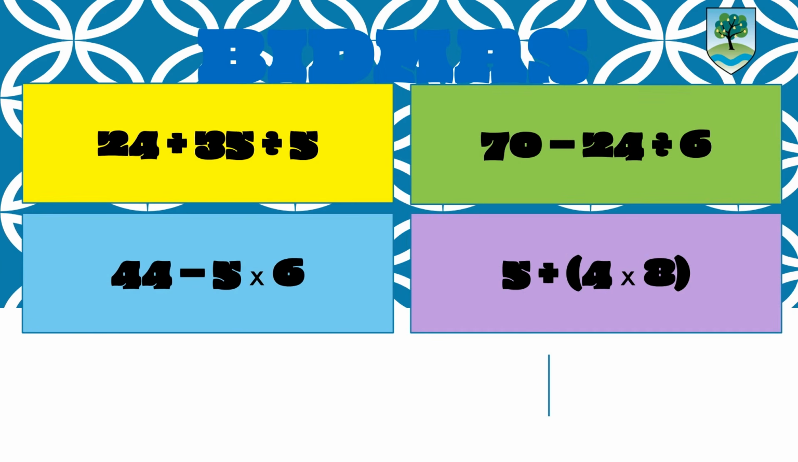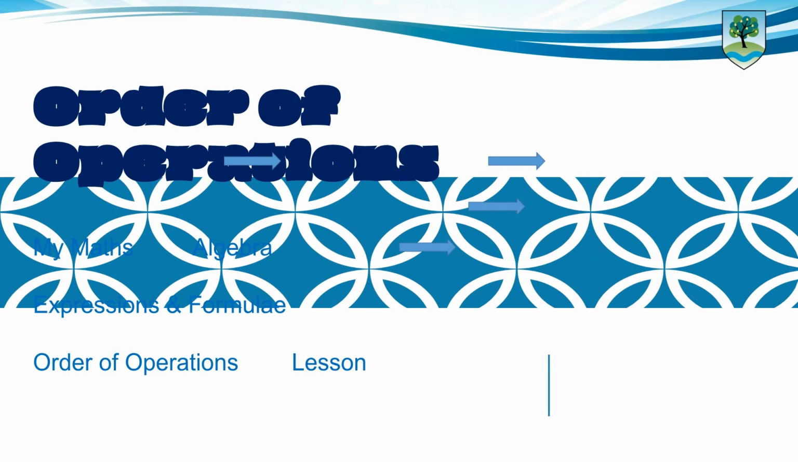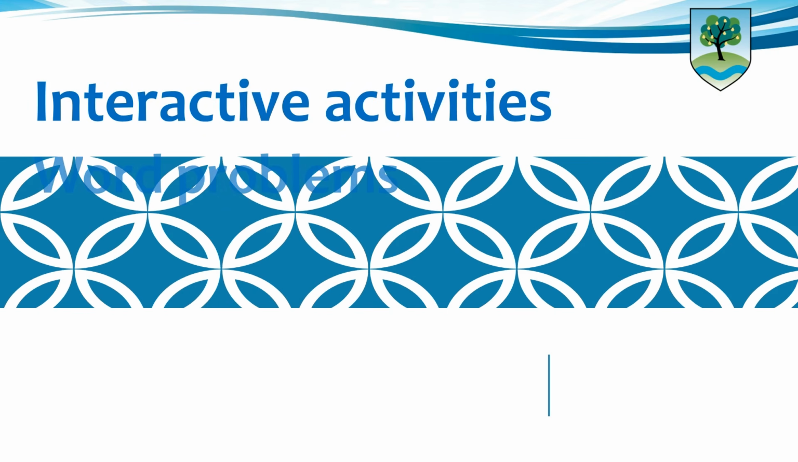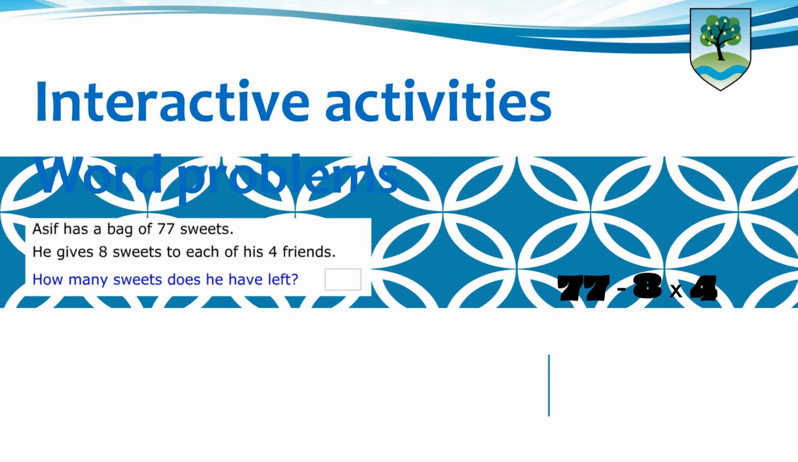Try these problems using BIDMAS. Remember the order: brackets, indices, division and multiplication, then addition and subtraction. You can find more practice on the order of operations and expressions and formula within MyMaths to reinforce your understanding. To build confidence and understanding, work through these interactive activities and word problems. Try solving 77 minus 8 times 4.